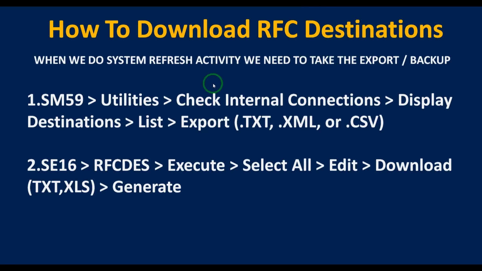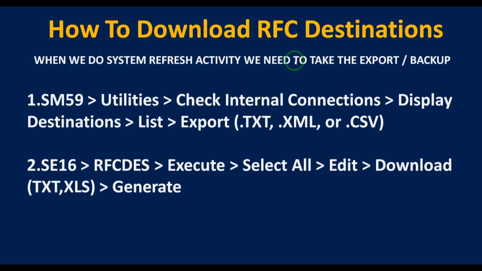Suppose, for example, we are refreshing the data from the production system to quality. That quality system is filled with the production system information. That means we need to set, like previously, whatever connection types were in the destinations, all those things we need to maintain as they were back in the quality system after the DB refresh.